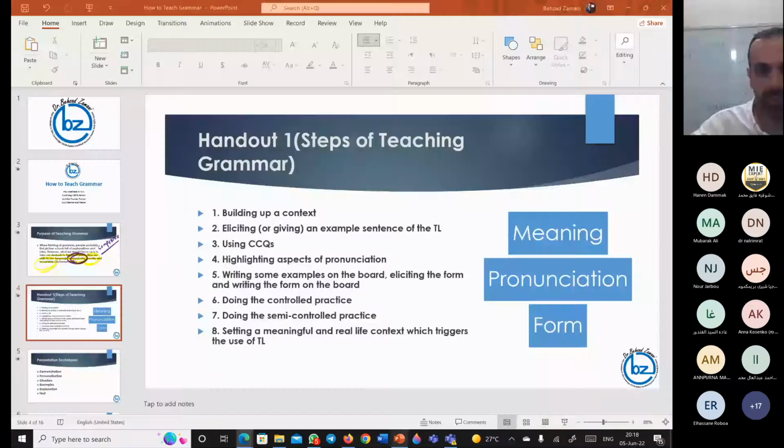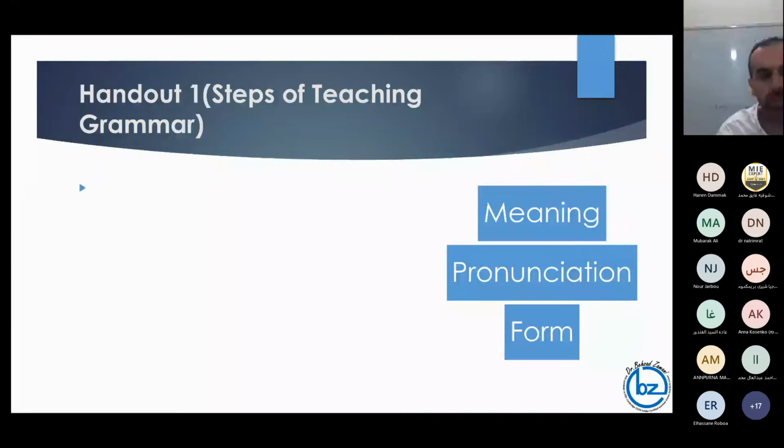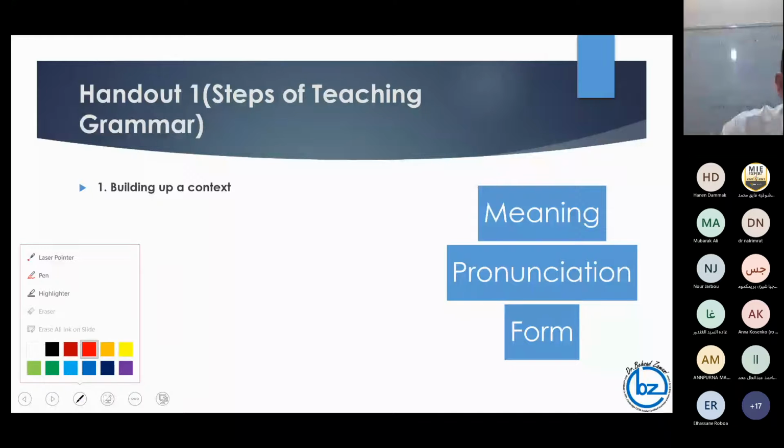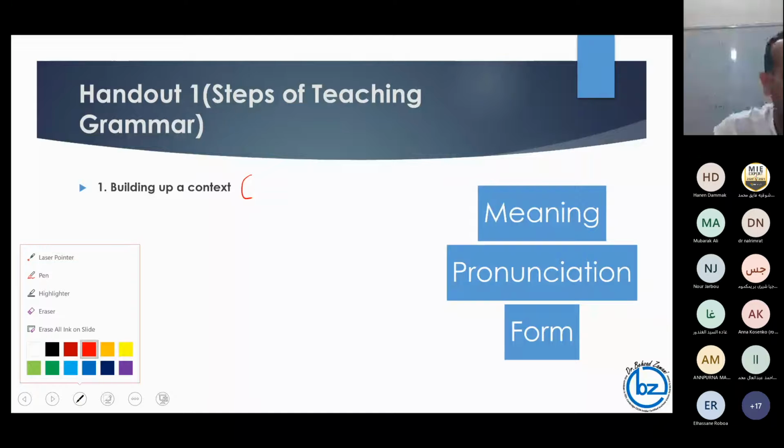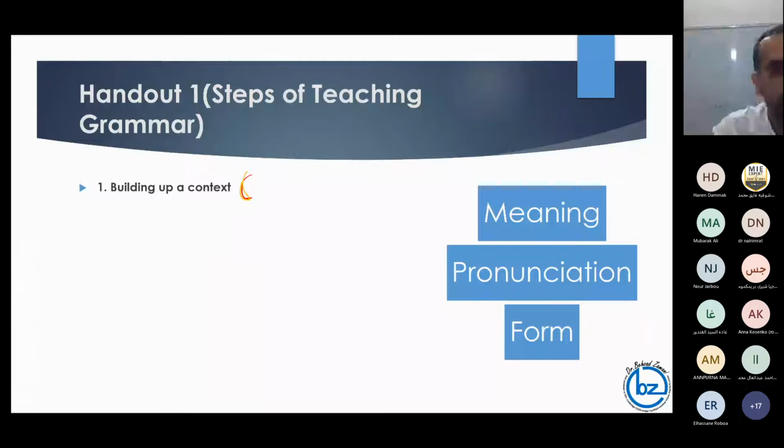Now look at this slide, please. Meaning, form, pronunciation, you want to teach. What's the first? Build up a context, as I've mentioned before. Let me change my color. It's the matter of warm-up. You want to build up a context that's going to be really important because it's going to help your students activate their schemata, or if they don't have the schemata, you want to establish it. So what's the next step?